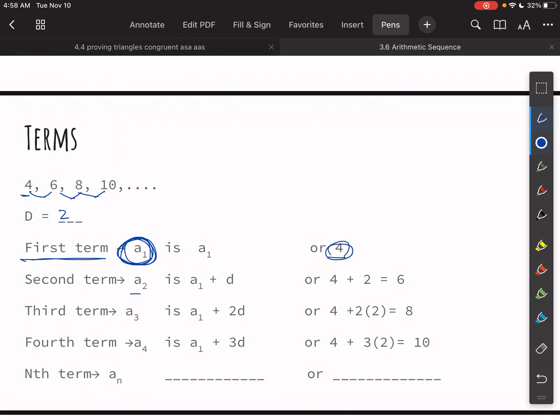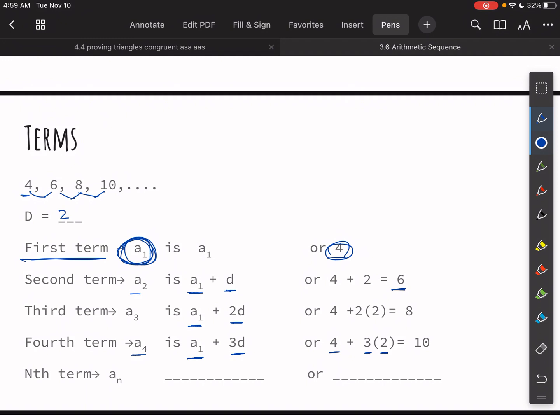Second term is A2, right, which is just taking A1 and adding D. So I'm showing you a pattern here. Okay, so that's how we got 6. And then the third term is taking A1 and adding 2D. All right, maybe you're starting to see a pattern here. The fourth term is found by taking the first term and adding 3 times D, right? In this case, it's 4 plus 3 times the common difference, which is 2. So we get 4 plus 3 times 2, which is 10.